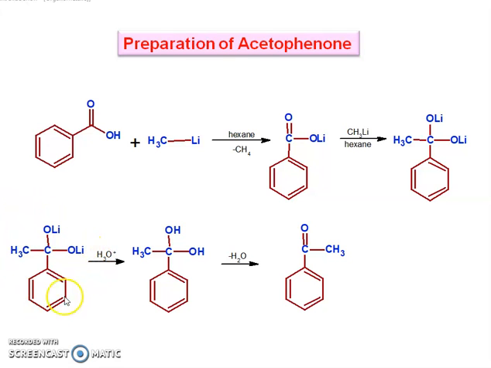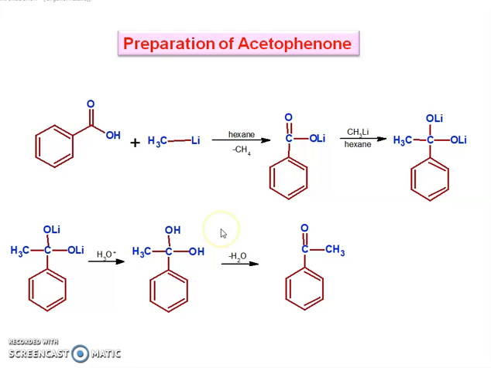These intermediates are treated with acid hydrolysis with water. Then what happens? These O minus, this is also O minus, this is also O minus, are converted to OH, this is also OH. Then after formation of both OH, what happens? The water molecules are eliminated and we get the final product, acetophenone.